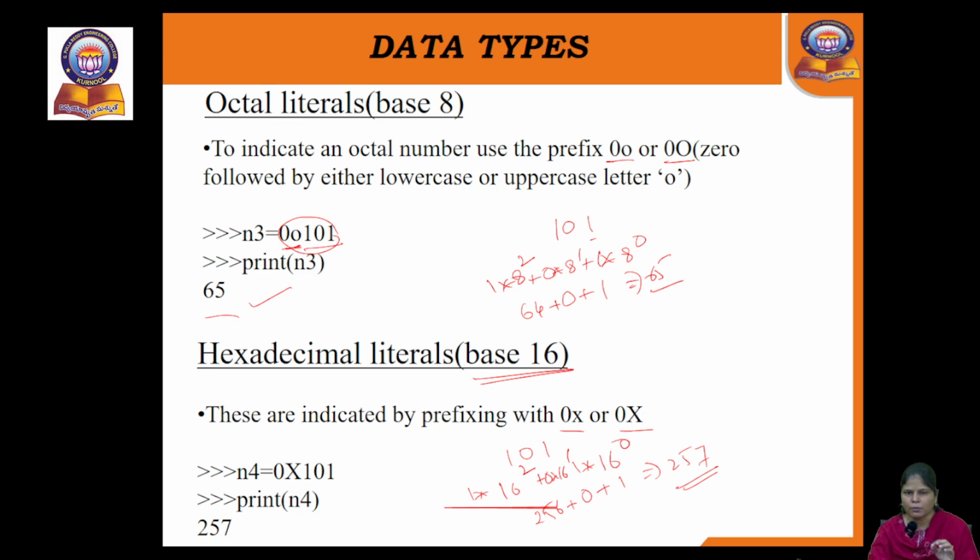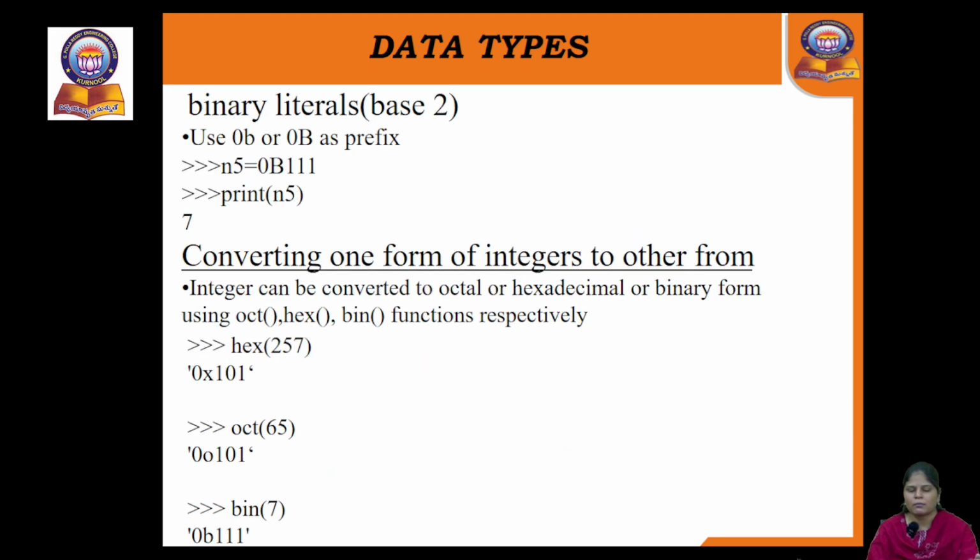So based upon the notation you are using, internally it will consider whether it should be base 8, base 16 or base 2, and then it will convert internally and give the normal integer that is readable by the user, right? Next is a binary literal, that is base 2. Here you prefix with 0 capital B or 0b. This is the notation of the binary format or a binary number.